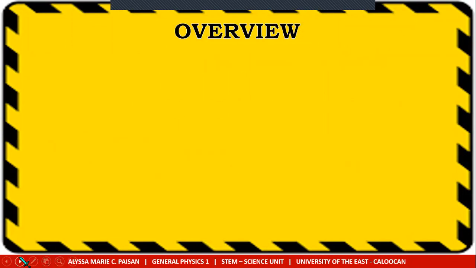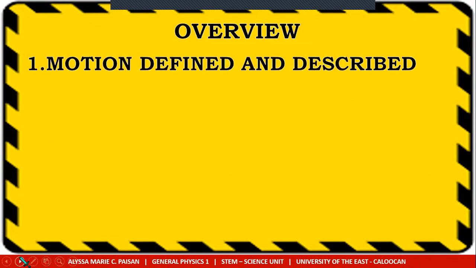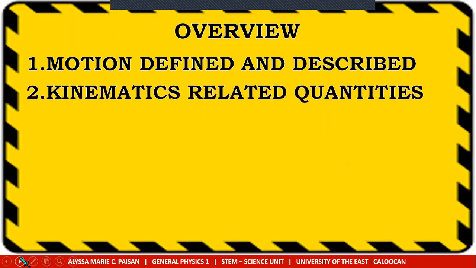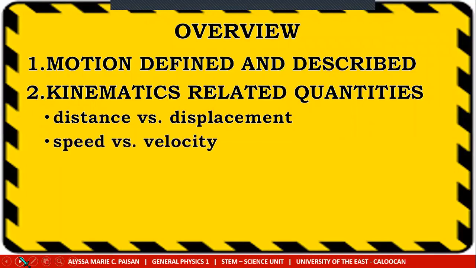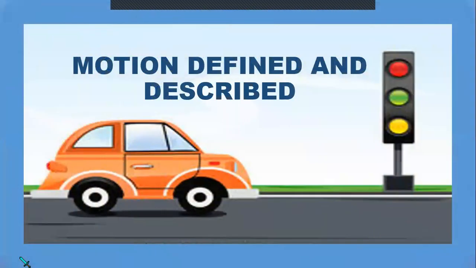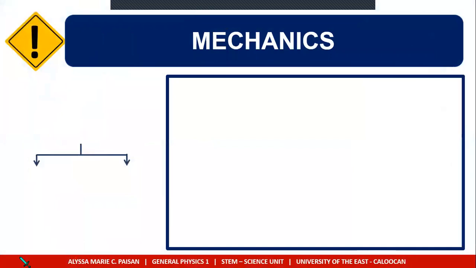As an overview, this is going to be the outline of our discussion. Number one, we're going to discuss motion as it is being defined and described. And then we're going to have the kinematics related quantities, which are distance and displacement, speed, velocity, and lastly, acceleration. Let's start with describing and defining motion.